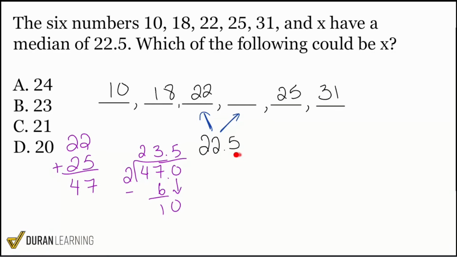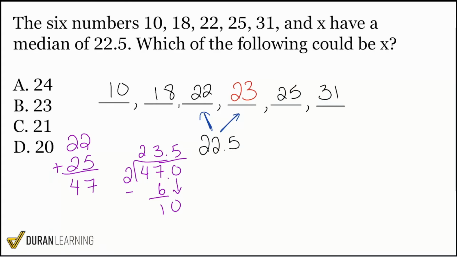If we're trying to get 22 and a half to be the middle point, we go down by half to get 22. We would go up by half to get what? 23. Exactly. 23. Because think about it. What's directly between 22 and 23? 22 and a half. Right there. So 23 is the only value that would actually work to get that median that we were given.